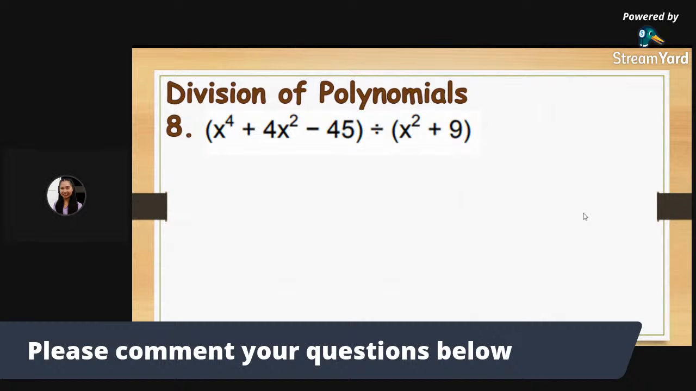Example number 8. As you can see, our example number 8 here has degrees which are not in order.